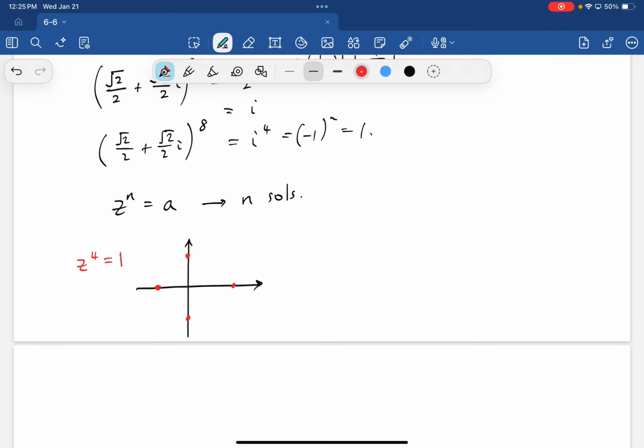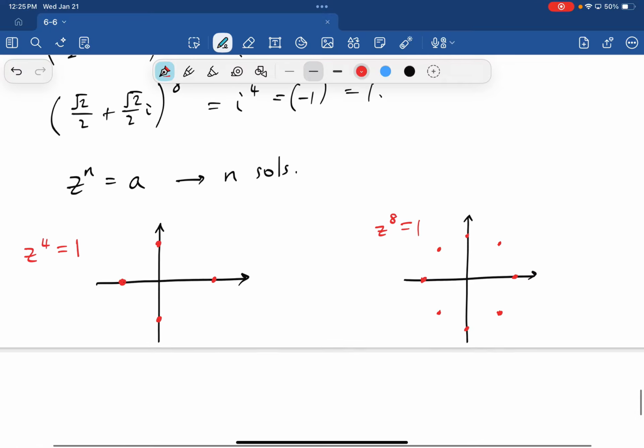Do we see a pattern? They form a circle. Okay, let me show you the 8 solutions for z to the power of 8. For z to the 8 equals 1, there are 8 solutions. We have 1, i, negative 1, and negative i. And we also have root 2 over 2 plus root 2 over 2 i, whatever this is, this, and this. Okay? That's quite interesting, right?